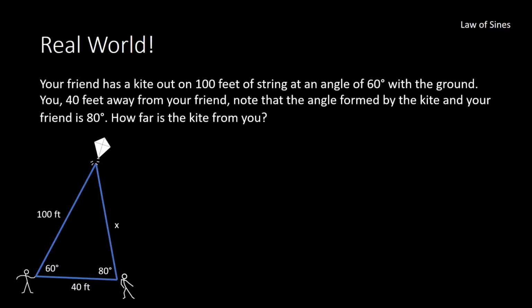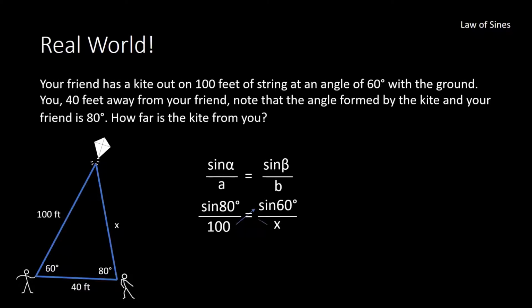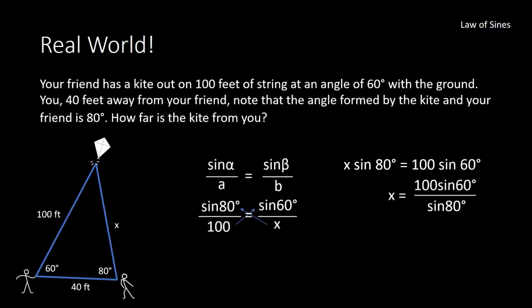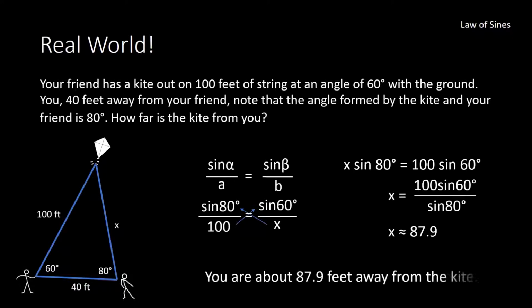We know that the law of sines is a ratio. Sine of alpha over A is equal to sine of beta over B. Plug the numbers that we know in and we'll get sine of 80 degrees over 100 equals sine of 60 degrees over x. Cross multiply and get x times sine of 80 degrees equals 100 times sine of 60 degrees. Divide both sides by sine of 80 degrees. X will be equal to 100 times sine of 60 degrees divided by sine of 80 degrees. X is approximately 87.9. So the answer to this question is that you are about 87.9 feet away from the kite.